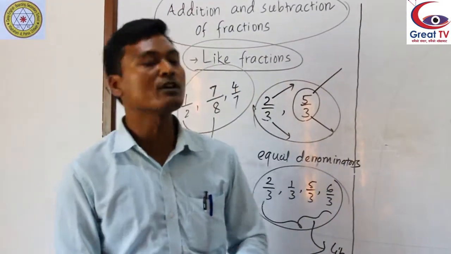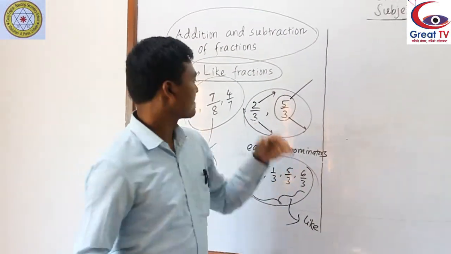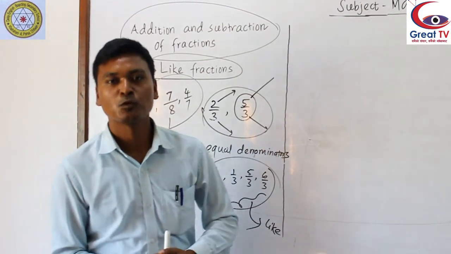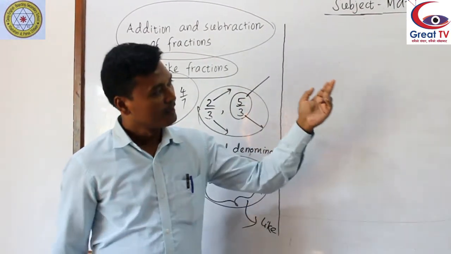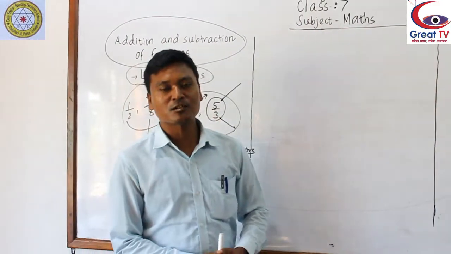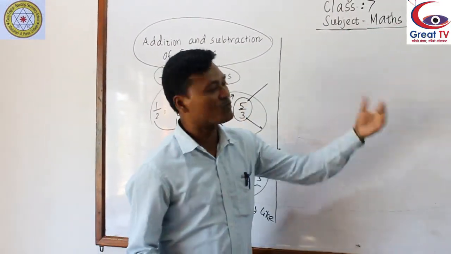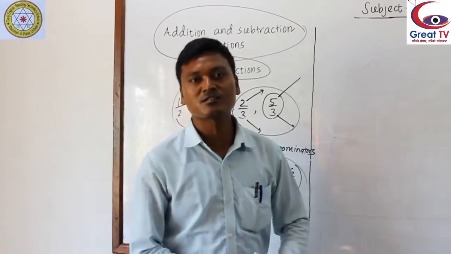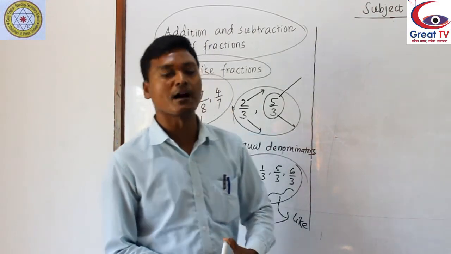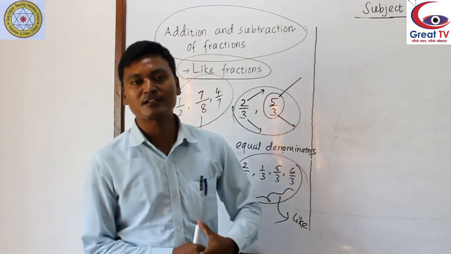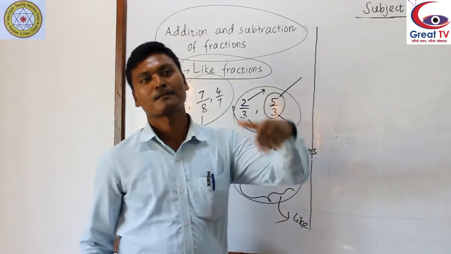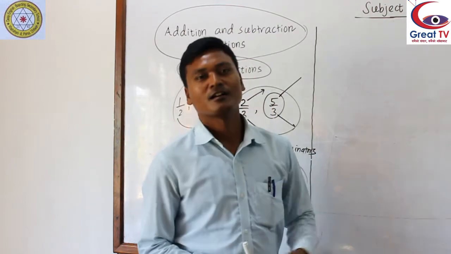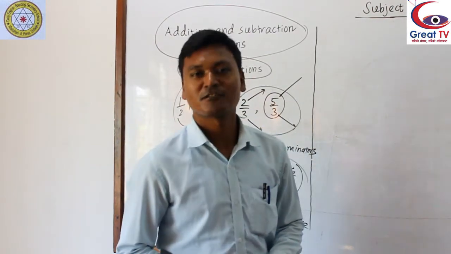But in today's topic, we are going to simplify like fractions. Because if the fractions are like, we find it very easy to simplify. If the fractions are like, we can add or subtract easily. But if the fractions are unlike, we follow another idea. How to make unlike fractions like, you already read in your previous class also. But today we have a very simple item: how to simplify like fractions.